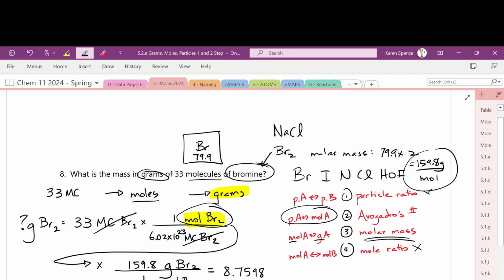How many sig figs should we have in our answer? How many sig figs in 33 molecules? Is that a countable number? Oh, yeah. That's a countable number. And if it's a countable number, how many sig figs? That would be infinite sig figs.